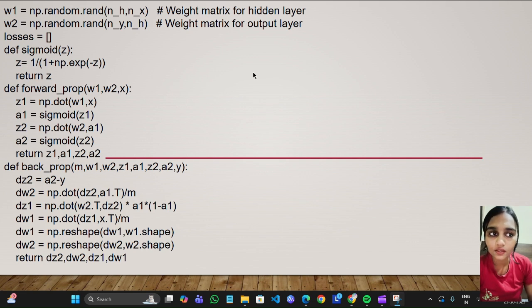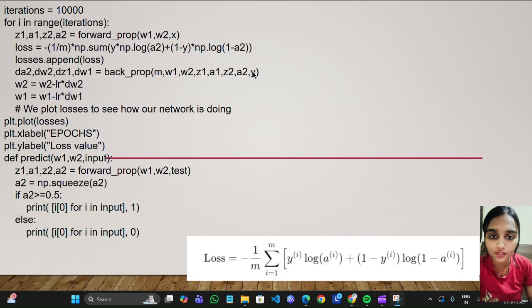After that, we define the back propagation function. This is where the network learns by adjusting weights. We find the difference between the predicted output A2 and the actual output Y. Then we calculate gradients for both layers, dW1 and dW2, and update the weights using the learning rate, which is set to 0.1. This process repeats for 10,000 iterations, allowing the network to minimize the loss function. We store the loss value at each step and plot it at the end using Matplotlib. The loss curve gradually decreases, showing that the model is learning.